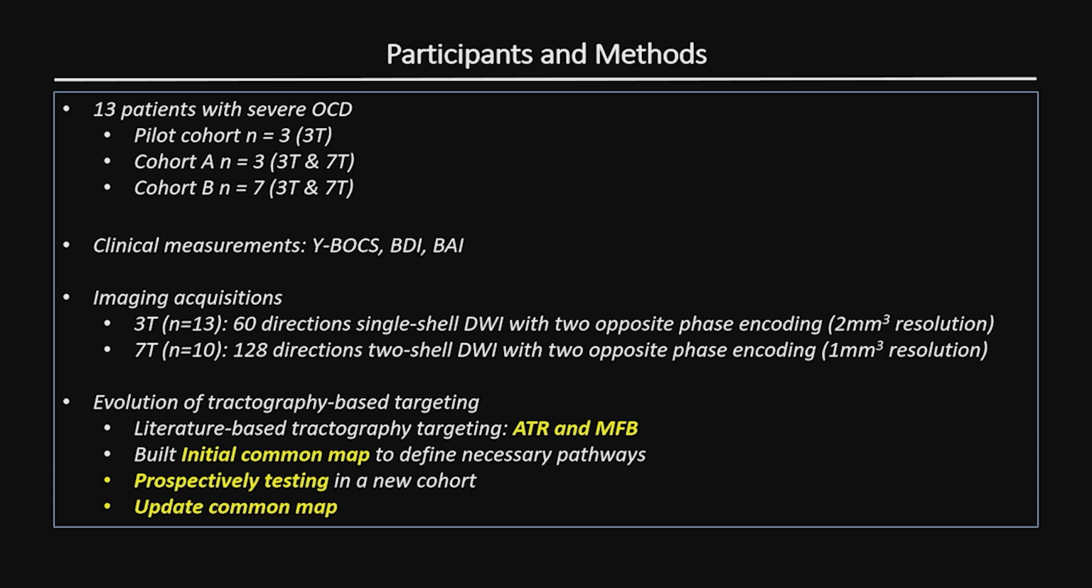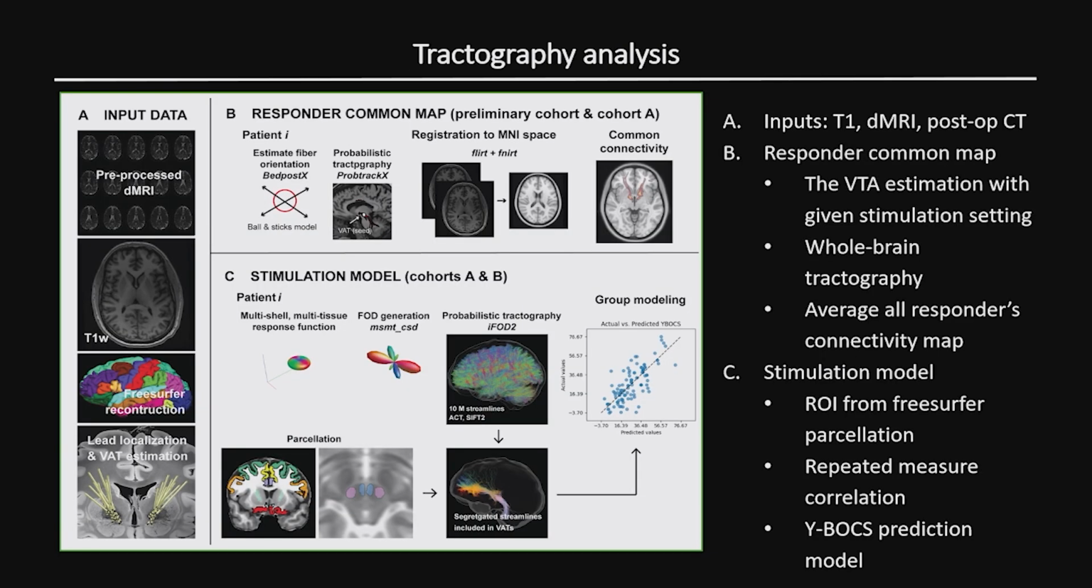In this presentation, I emphasize the evolution of how we developed tractography-based targeting. First, we started from the literature, as I mentioned before, ATR versus MFB. And then we built our data-driven common map, and we used that common map to test prospective targeting in a new cohort. Finally, we update our common map for future subjects.